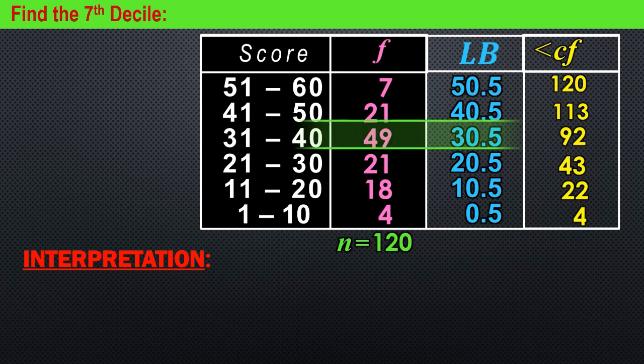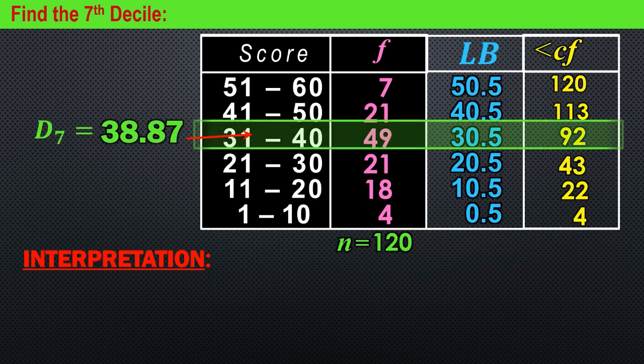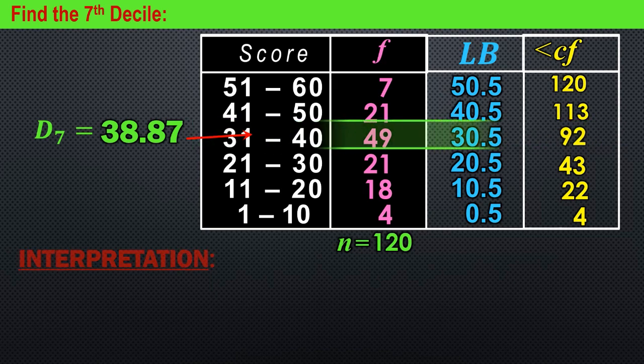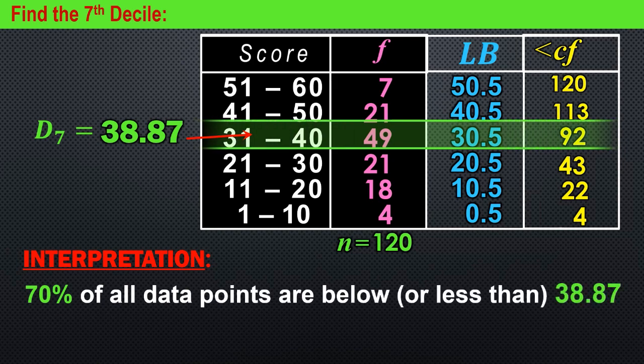Again, let us look at the given table. Let us interpret the 7th decile. So the 7th decile is 38.87. Therefore, it is said that 70% of all data points are below or less than 38.87.